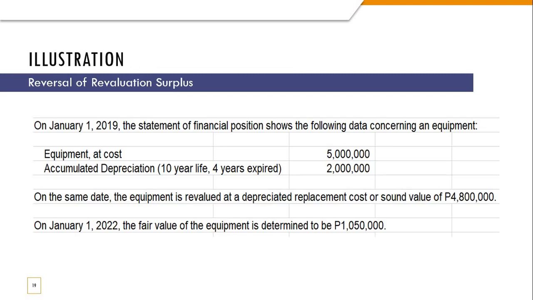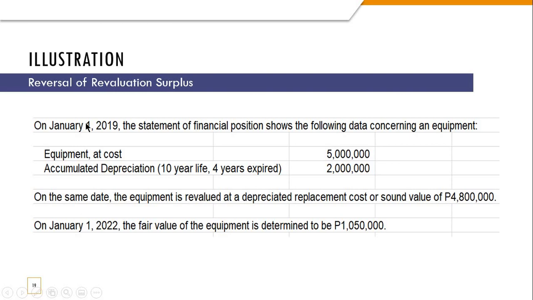So, may illustration tayo dito. On January 1, 2019, the statement of financial position shows the following data concerning an equipment. So, meron tayong equipment at cost na 5 million. Meron din tayong accumulated depreciation. 10-year life. 4-year expired. So, nag-expire na yung 4 years ng asset. So, kumbaga, the life or the age of the asset is 4 years. Okay? That's 2 million accumulated depreciation. Now, on the same date, the equipment is valued at a depreciated replacement cost or sound value of 4.8 million. Okay? Ayan.